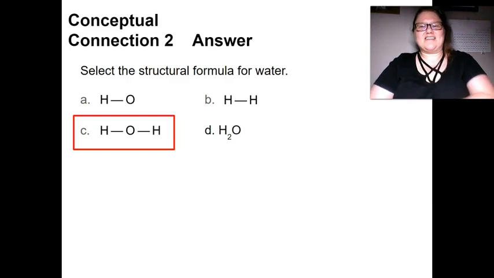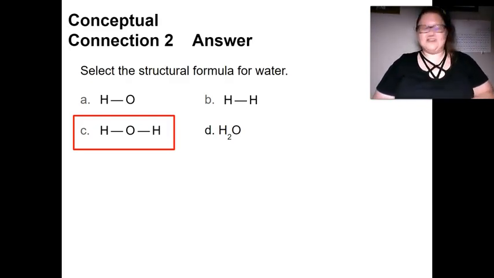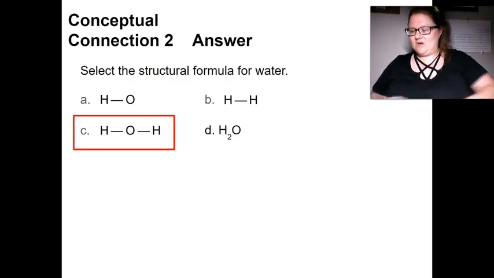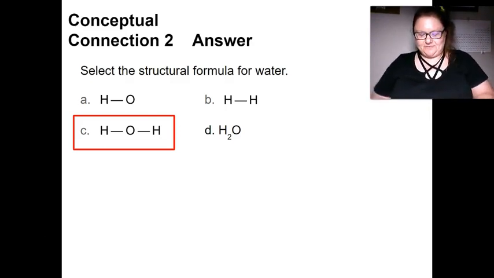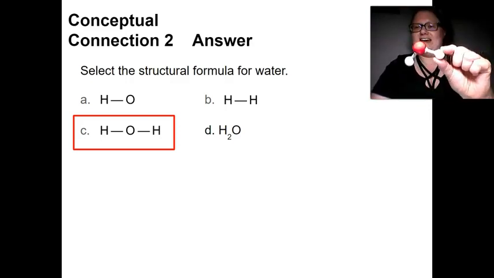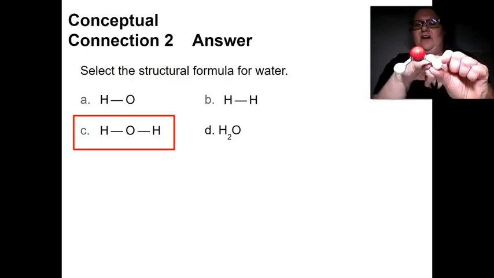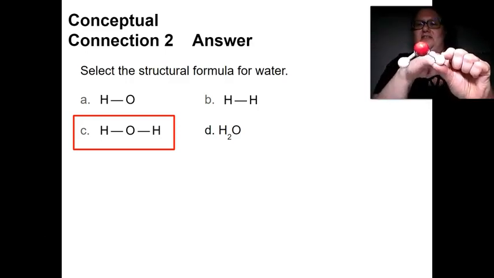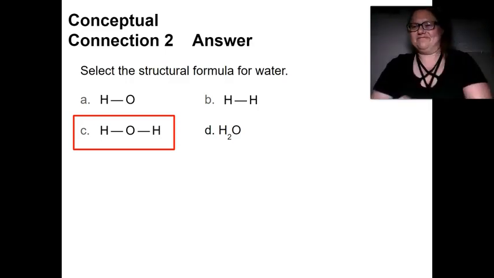All right, if you picked C, you would be correct. That is a structural formula for water. However, with the geometry, water does not form a straight line like that. It forms this structure. We call this bent, where this angle here between the hydrogens and the oxygen is 120 degrees all the time.